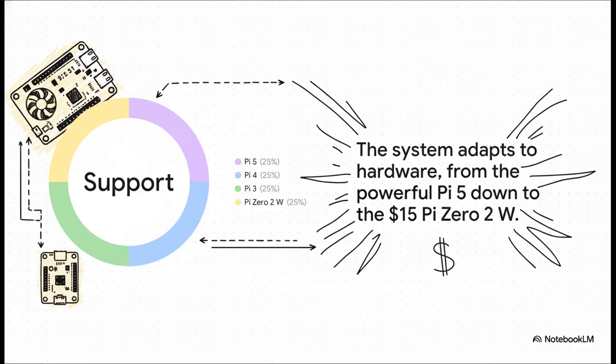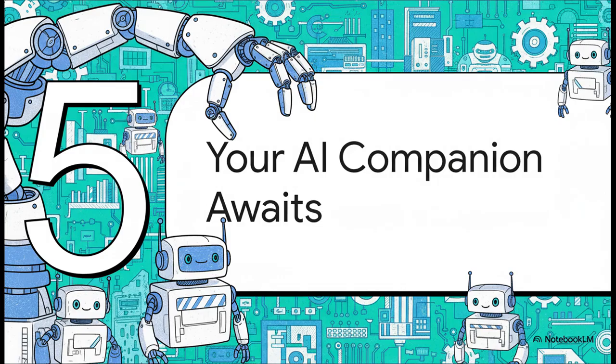Okay, so you're probably thinking, I'm going to need some crazy expensive hardware for all this, right? Well, wrong. The team did an amazing job here, making sure it runs on a whole range of devices. Everything from the latest and greatest Raspberry Pi 5 all the way down to the tiny little Pi Zero 2 W. And that is so important, because it means you can get into this whole TARS AI world for like 15 bucks.